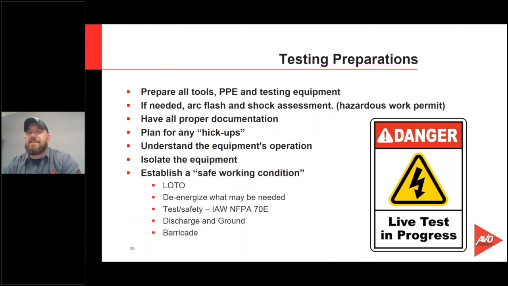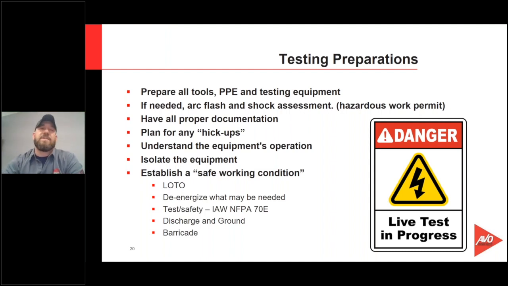All right, we're going to get into testing a little bit. Testing preparation is key. We talked a lot about the working principle with the bottle, we talked a little bit about its makeup, and gave a little video about how it works internally. Testing is critical here. We need to make sure that we get all of our tools correct. PPE and testing equipment: have the right type of equipment for the right job.